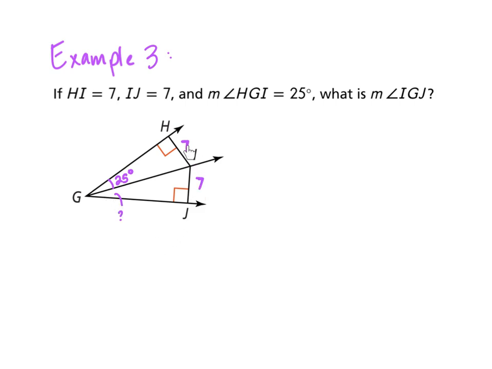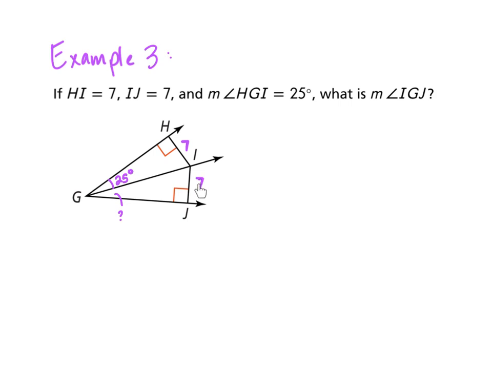So why are these clues here? What are these clues trying to tell us? Well, I notice that segment IH is perpendicular to segment GH. So that segment is representing the distance from I over here to this ray. And the same thing is happening with segment IJ. It's representing the distance from I to GJ. And I notice that those two distances are equal.